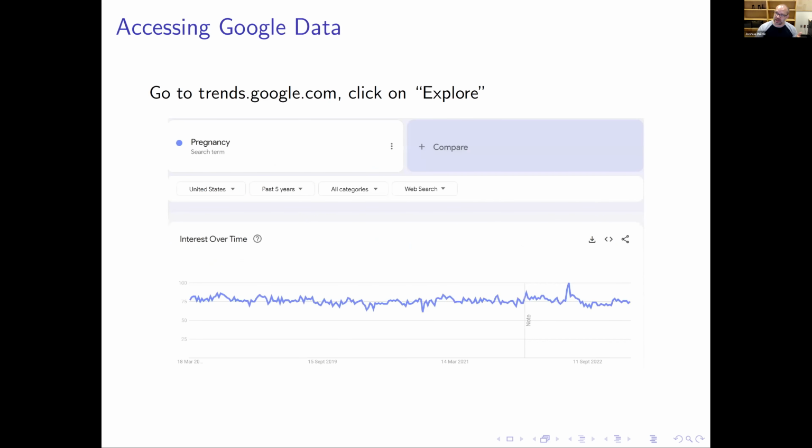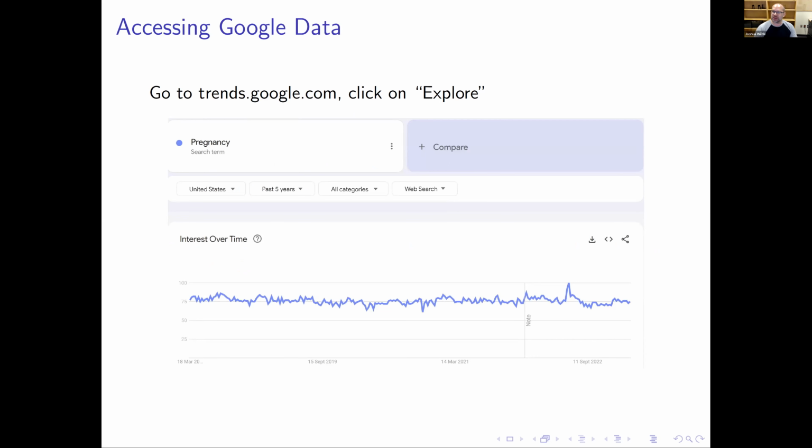So to get into the data before I actually tell you about the project, because I think the data is really what this webinar is about, I want to show you exactly how we got this Google data and how simple it is. All you have to do is, as it says on the screen, go to trends.google.com and click on the Explore button. It's going to bring up an interface that looks like this.